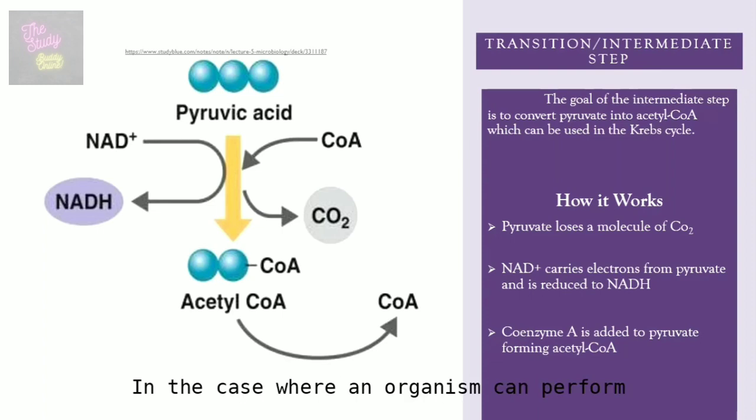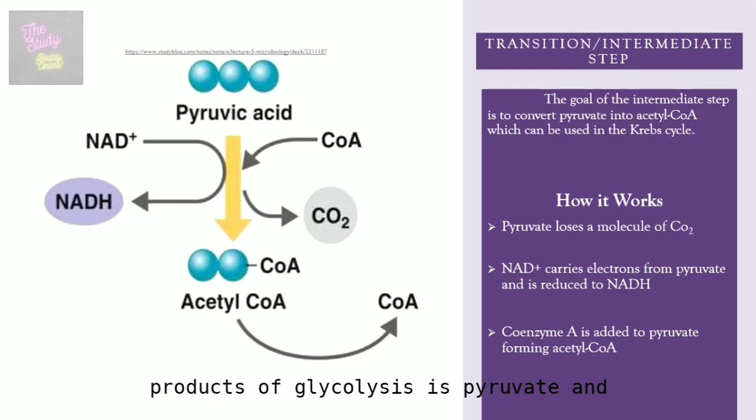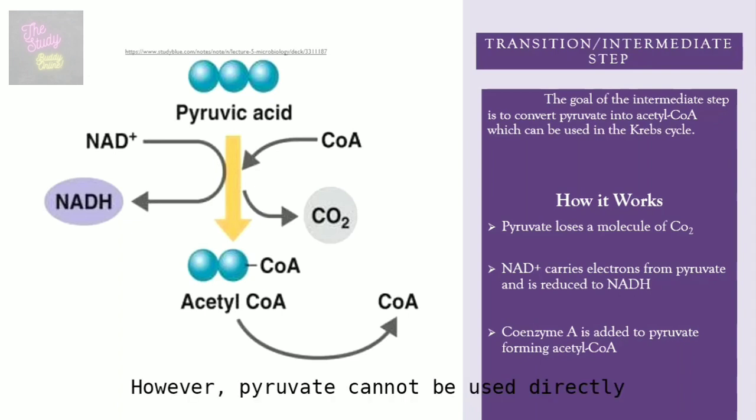In the case where an organism can perform cellular respiration, instead of undergoing fermentation to regenerate NAD+ and continue the cycle of glycolysis, chances are the organism is going to go ahead and perform cellular respiration instead, because as I mentioned before, that is more efficient. That said, remember that one of the products of glycolysis is pyruvate, and that it is an energy-rich molecule which can be used in the generation of more energy during cellular respiration. However, pyruvate cannot be used directly in the Krebs cycle, which is where the intermediate step comes in.